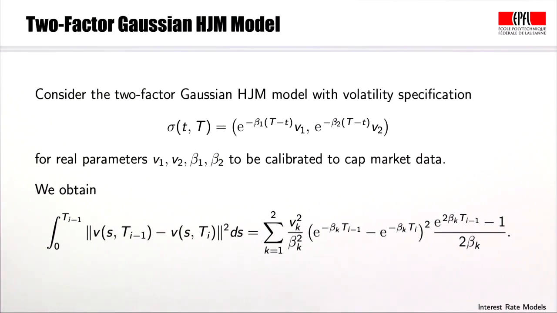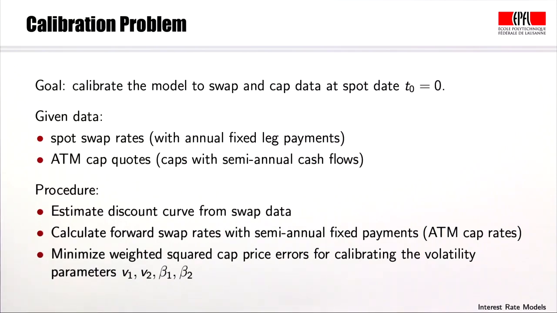Now consider more specifically the following two-factor Gaussian HJM model with a volatility specification as shown here, where V1, V2, beta 1 and beta 2 are real parameters to be calibrated to cap market data. Elementary integration shows us that in this case we obtain the following expression for the integrated volatility terms in the option price formula.